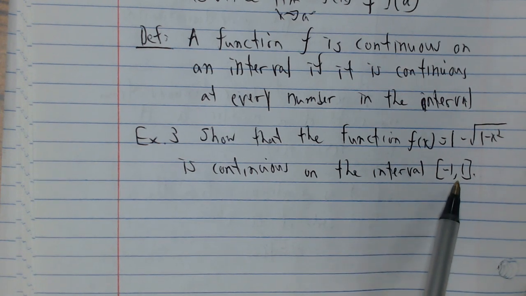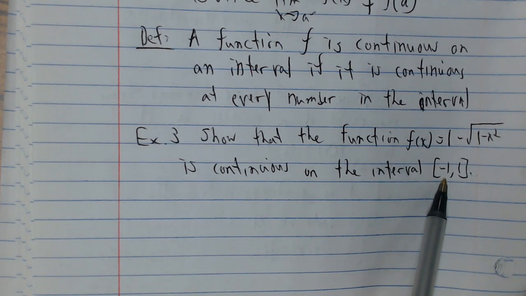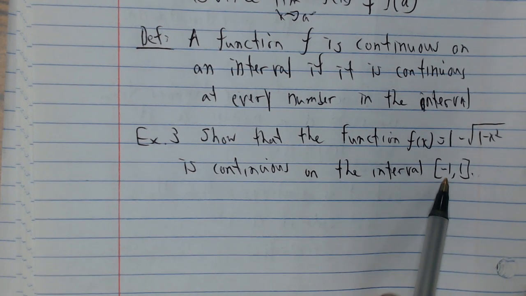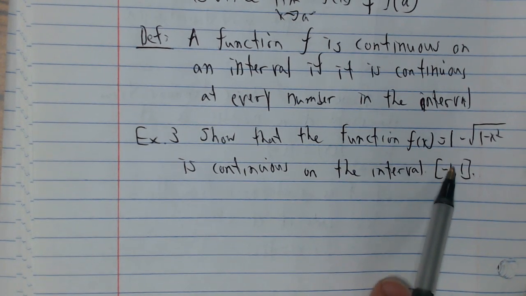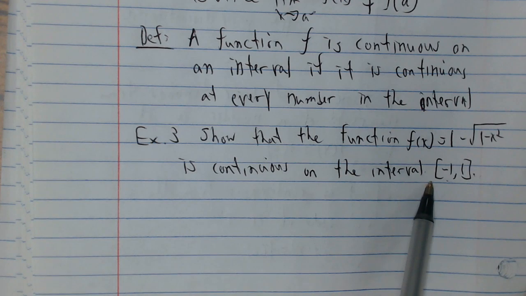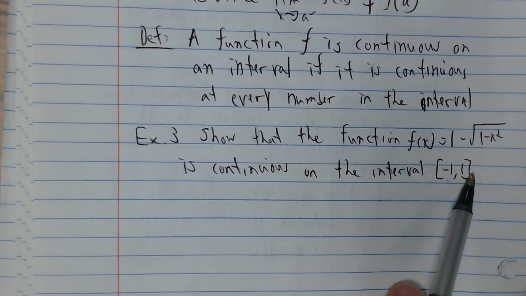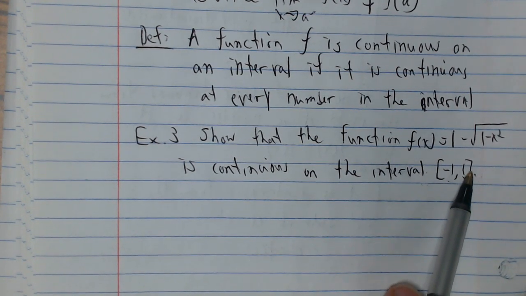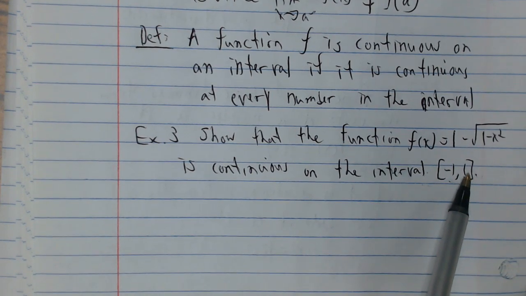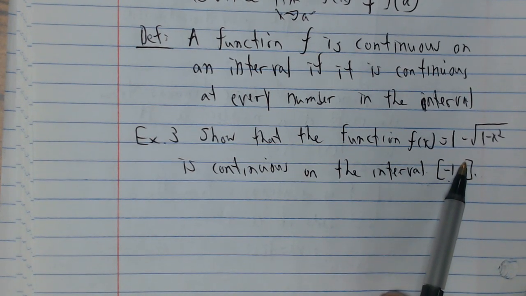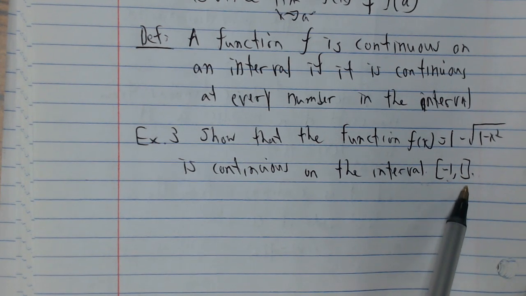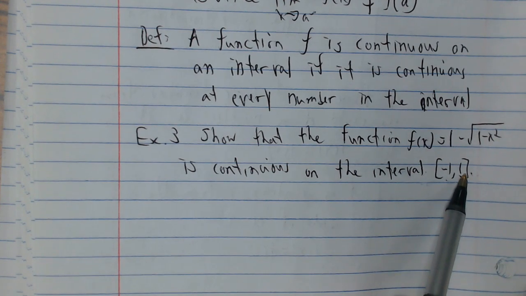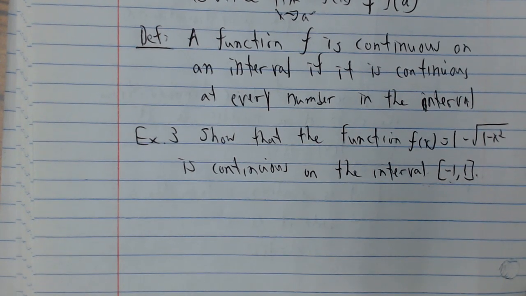Why? Because at -1, if I use the original definition of continuity, I have to take a two-sided limit, but I can't go to the left of -1. So I just need to show that this is continuous as I approach -1 from the right side. And at 1, I also need to show that this is continuous as I approach 1 from the left side, because the two-sided limit isn't going to work: the second I go to the right of 1, I'm out of bounds. But the good news is the steps are going to be the same.